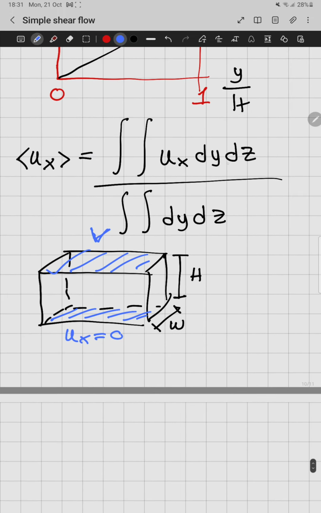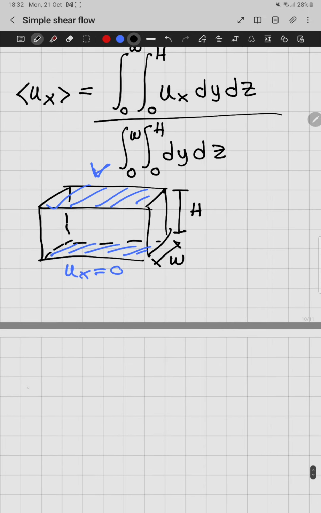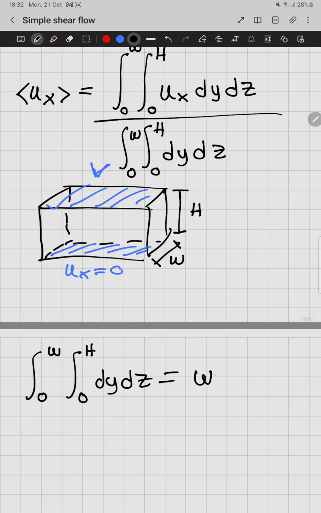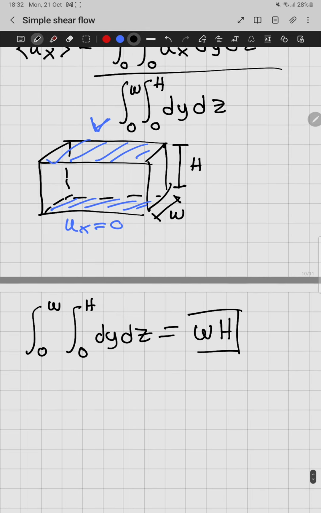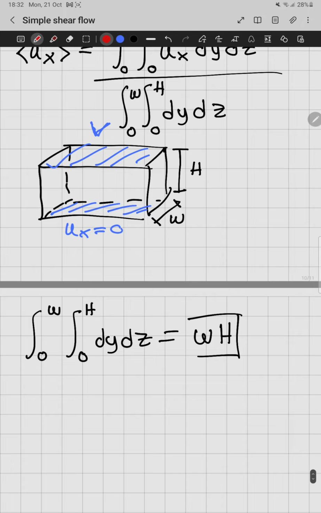The first integral is going to be for the y direction. So it goes from 0 to h, and in z it goes from 0 to w, and the same here. So this integral is just simply the product W H. And this is an area, which is this area here.